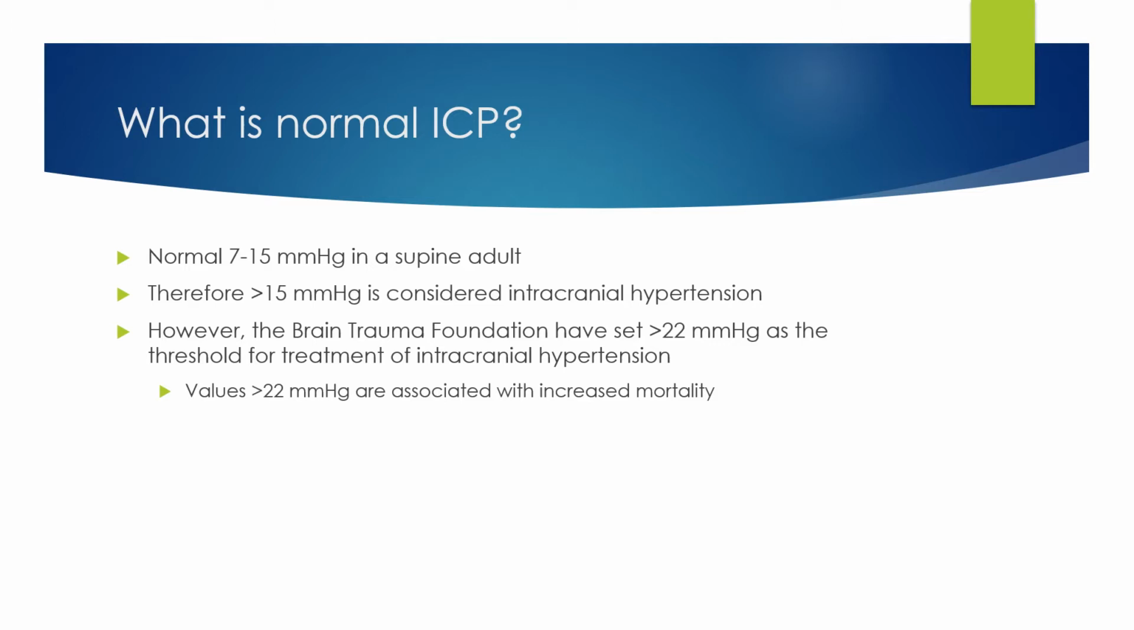So firstly then, what is normal ICP? Well, a normal value for a supine adult is somewhere between 7 and 15 millimeters of mercury. And therefore, by definition, you could consider anything higher than 15 as intracranial hypertension. However, the recent 4th edition of the Brain Trauma Foundation guidelines have set a figure of greater than 22 millimeters of mercury as the threshold for treatment of intracranial hypertension, and that's because values higher than this are associated with an increase in mortality for your patient.